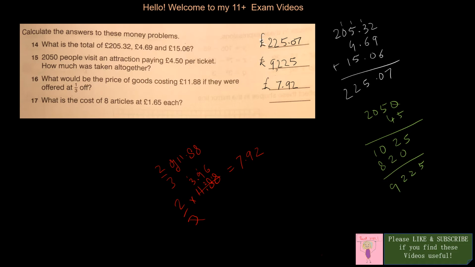The next one is, what is the cost of 8 articles at 1.65 pound each? So we have 8 articles. 1.65 times 8, 0, 4, 48 and 452, 2 and 5, 5, 13. So it's 13.2.